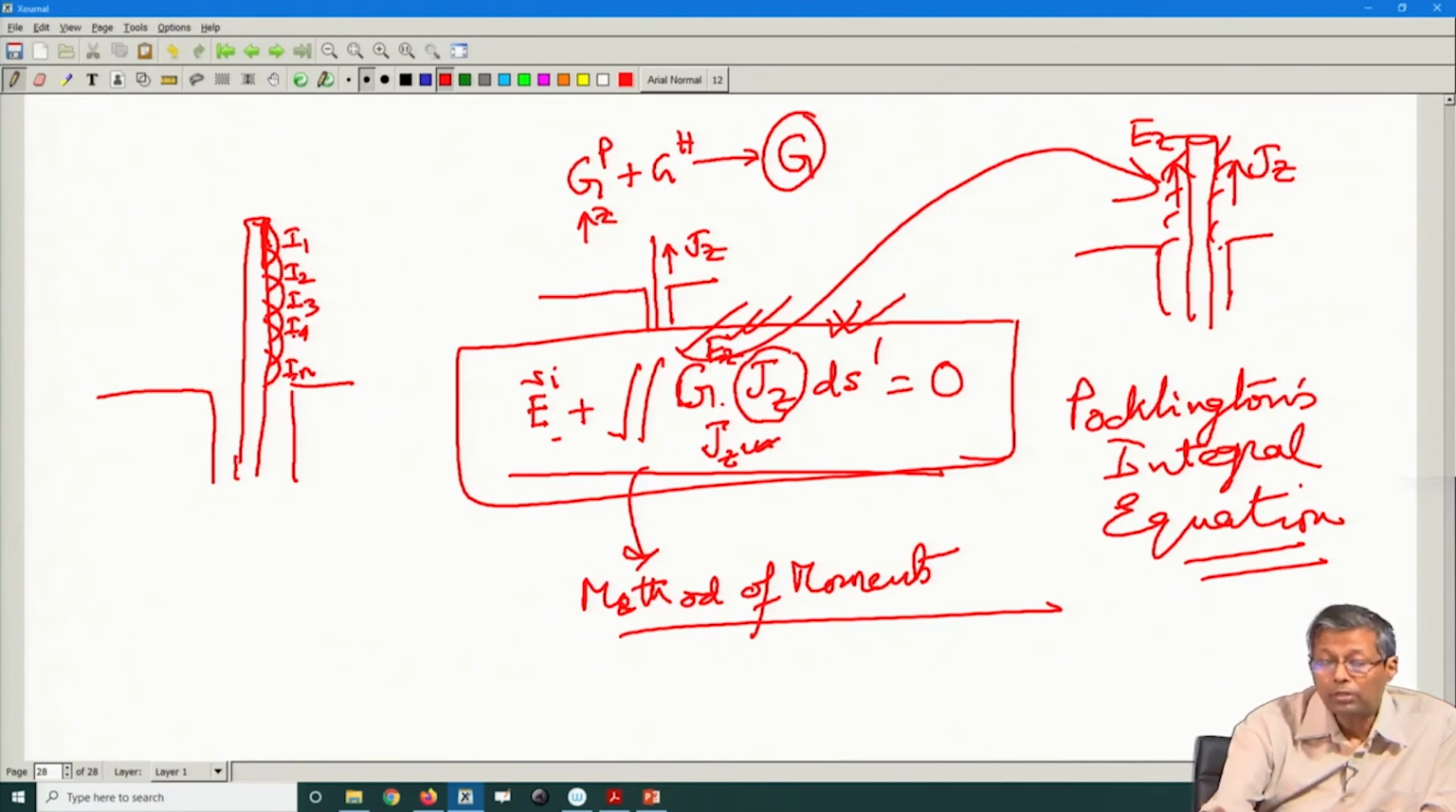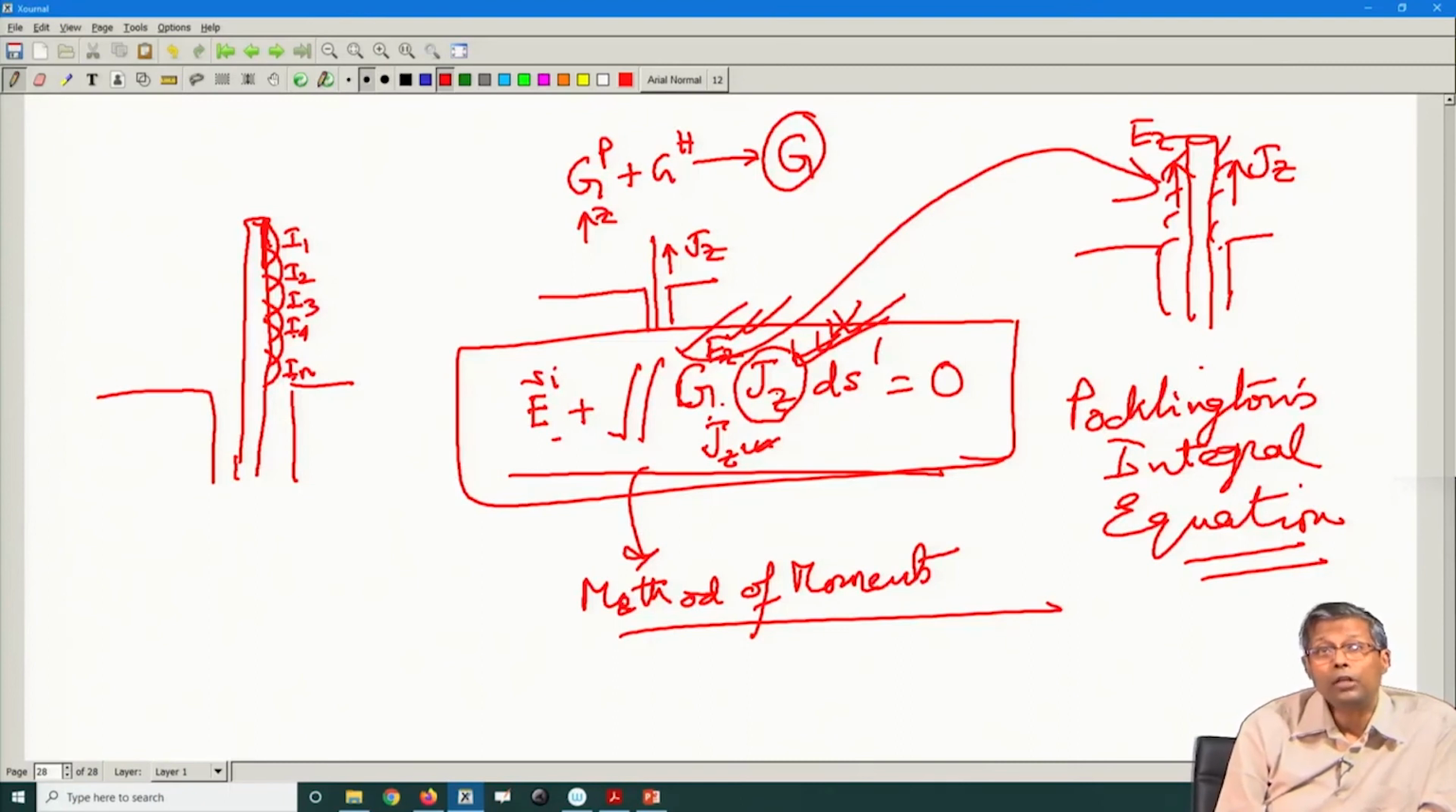Okay. So, anyways, using the method of moments it will be solved. We are not going into the details of the method of moments, but right now it is important for us to know that this current will be solved using the Pocklington's integral equation, after the Green's function is found out. Now, the most important thing here is that after this current is solved, I can make this equation work in reverse gear.